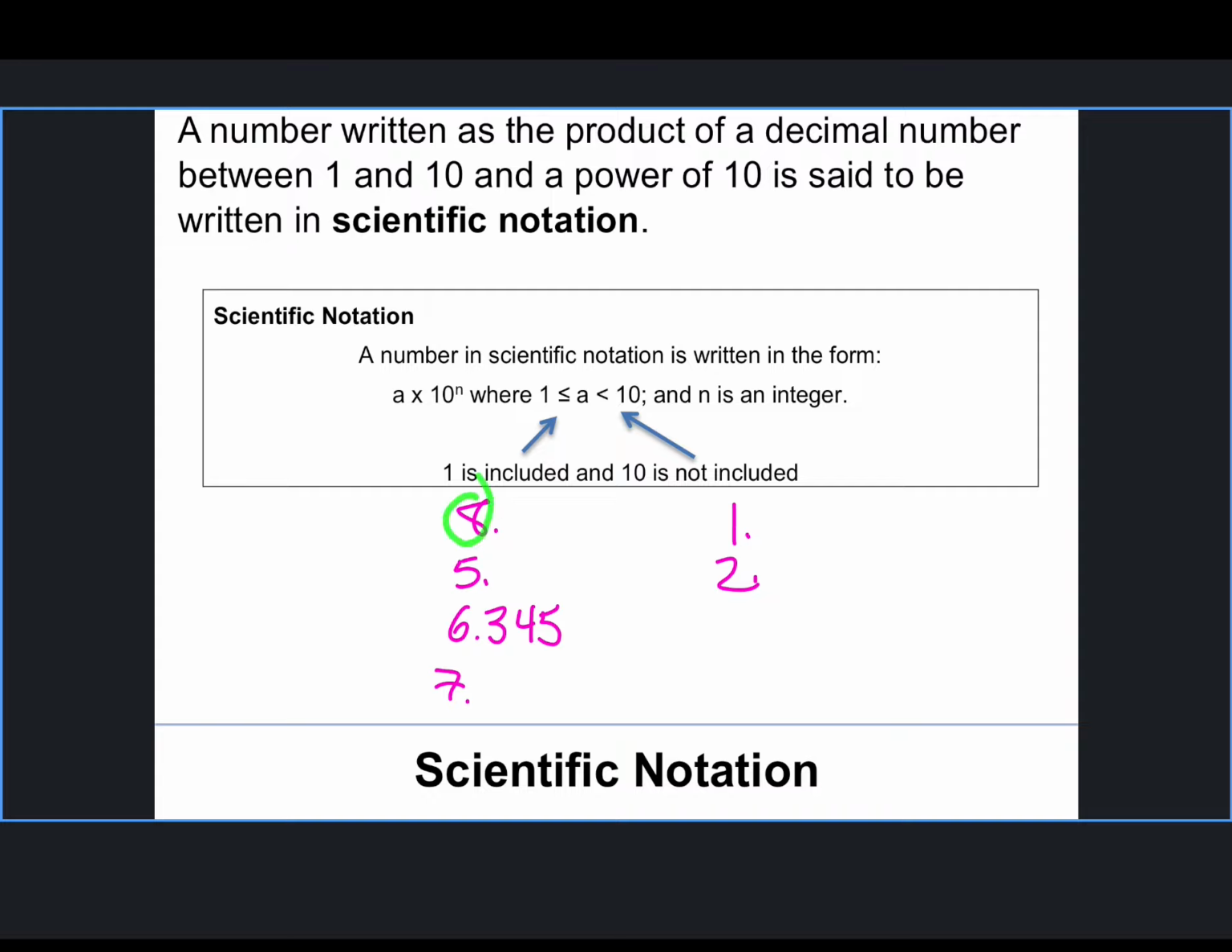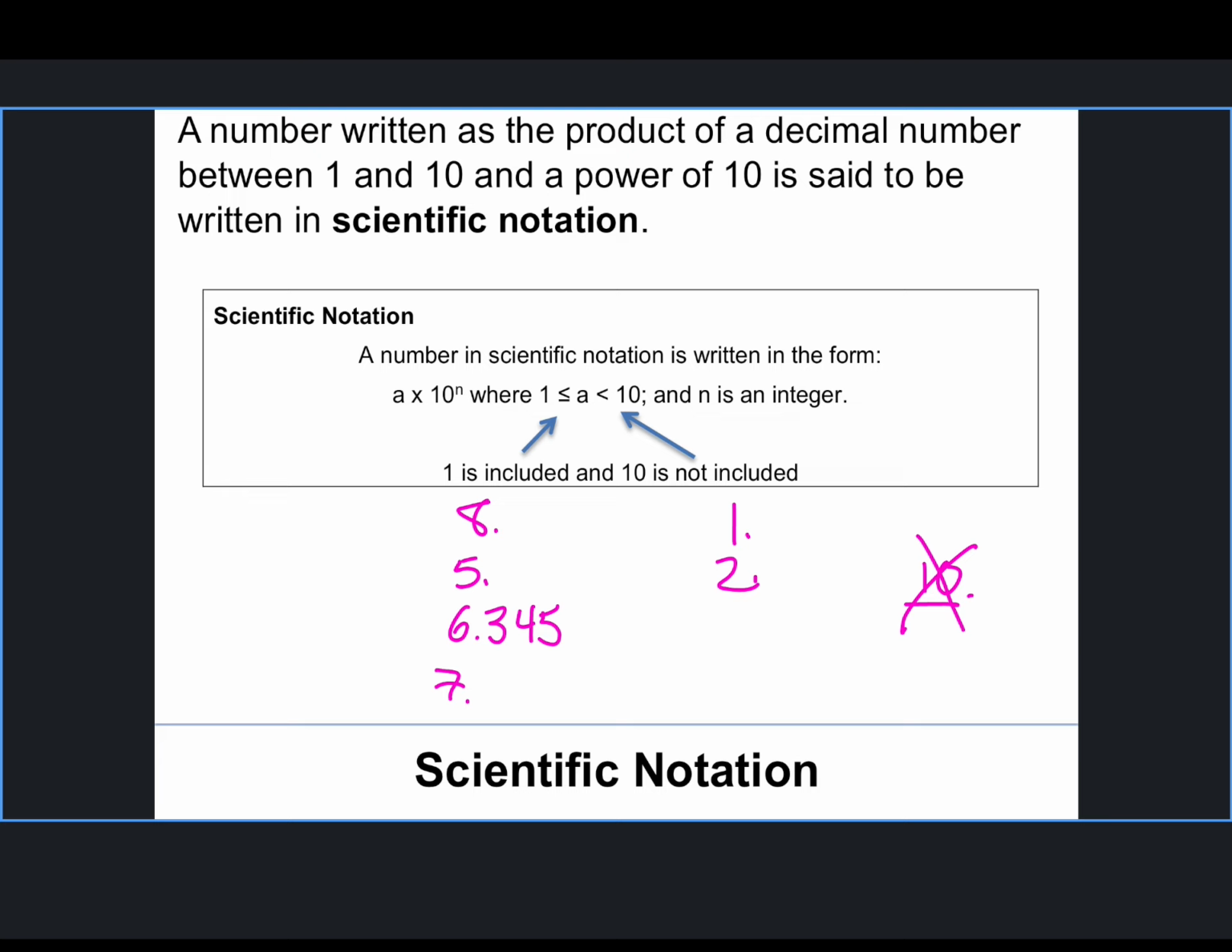1. So is 10 included? No. Why not? There's 2 digits. So 10 is not included. So does that make sense? That if it's going to be in scientific notation, the only way it can be in scientific notation is if there is 1 digit to the left of the decimal.